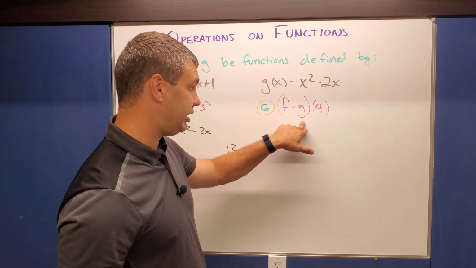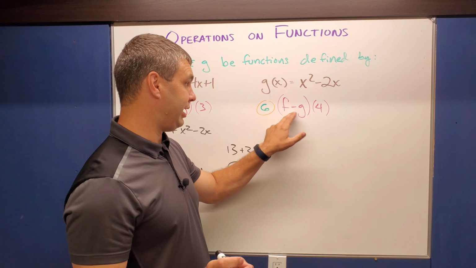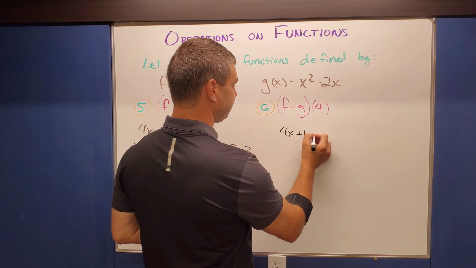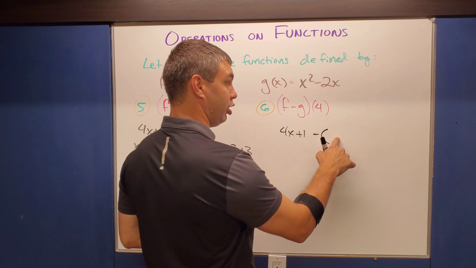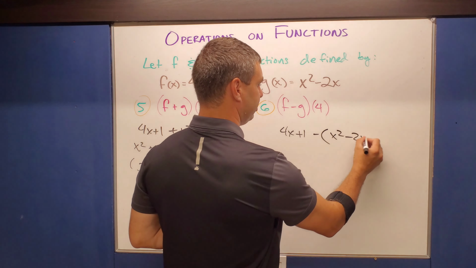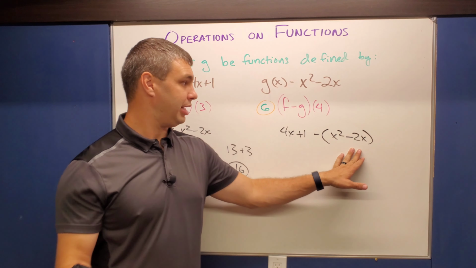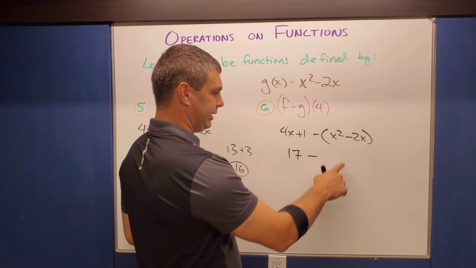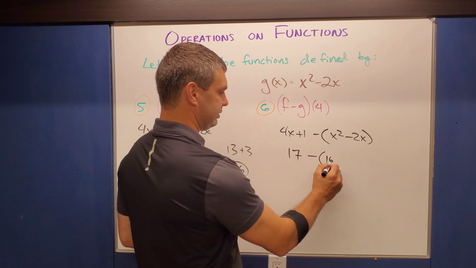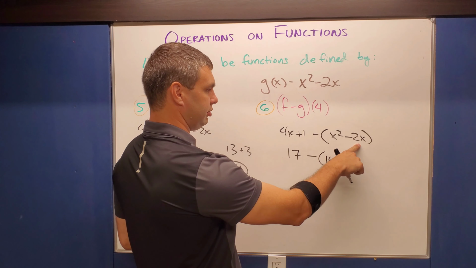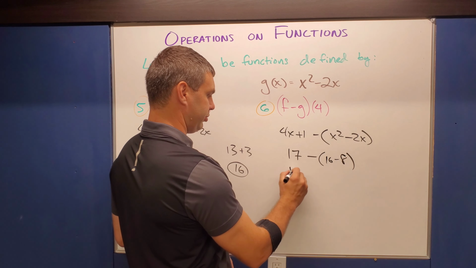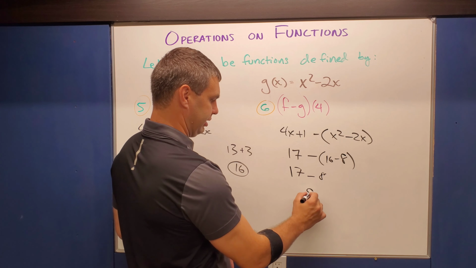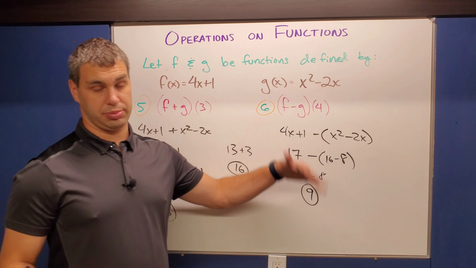All right, let's try number 6. This time f minus g of 4. Here you do have to be a little bit careful again with that negative. I'd probably use parentheses if I were you. My f function is 4x plus 1, and then again, minus, I'm subtracting all of g, which is x squared minus 2x. In fact, maybe here is where I'll put in my 4. 4 times 4 is 16, plus 1 is 17, minus, and then over here, 4 squared is 16, minus 2 times 4 is 8. Use order of operations, do the parentheses first. 16 minus 8 is 8, 17 minus 8 gets me 9. That would work if you had plugged it in right away as well.